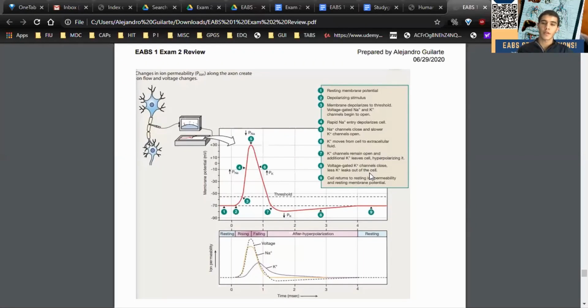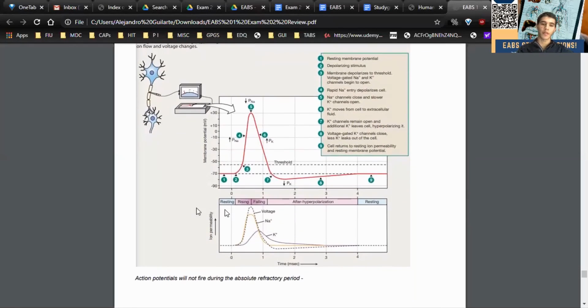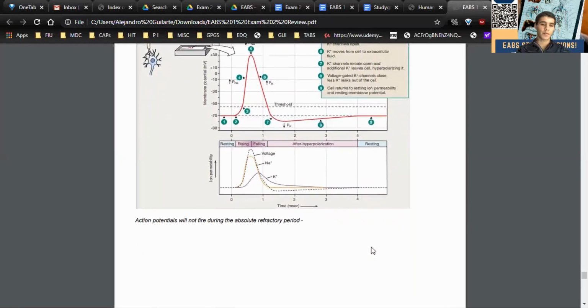And because of this relative refractory period, if the signal produced during it is big enough, then you would have another firing of an action potential. We can have it in these regions: resting, rising, falling, refractory period after hyperpolarization, and then finally resting, which is back to the threshold again.